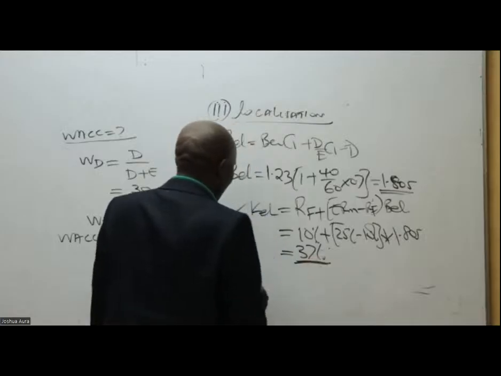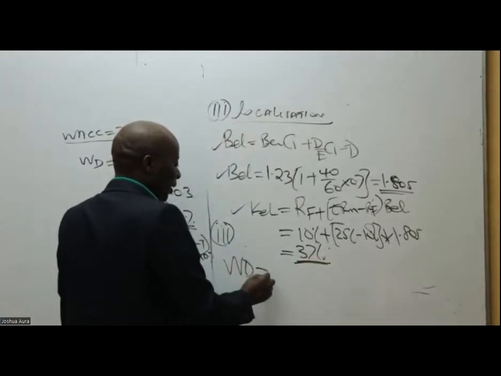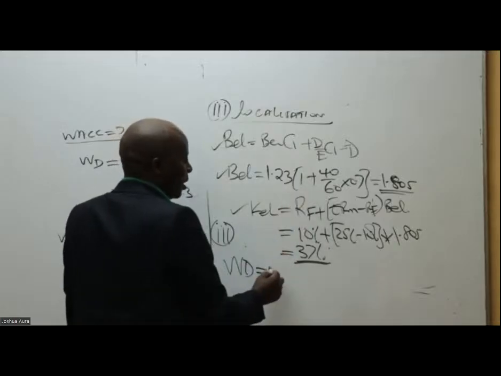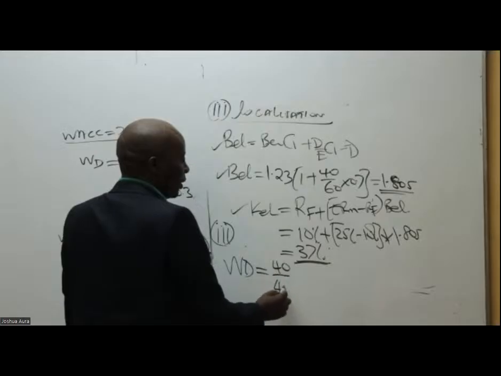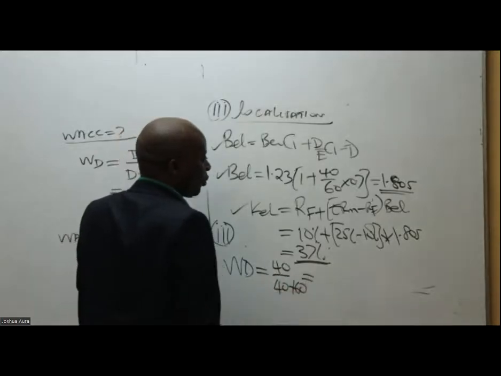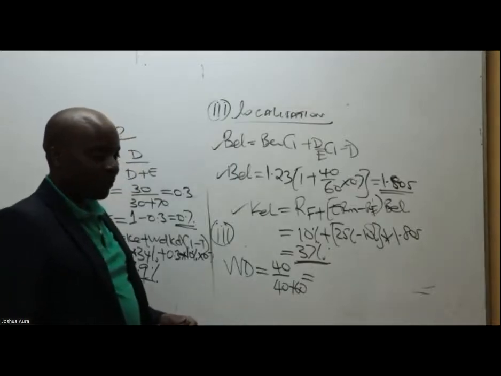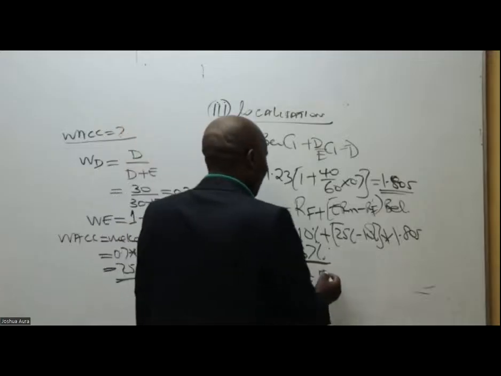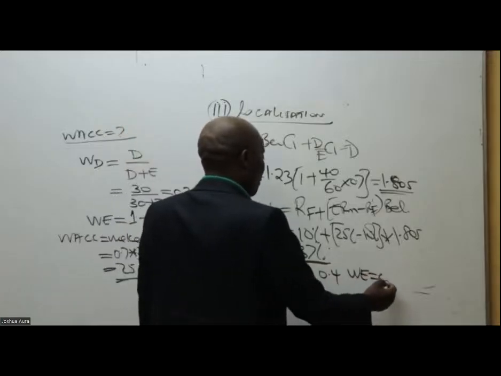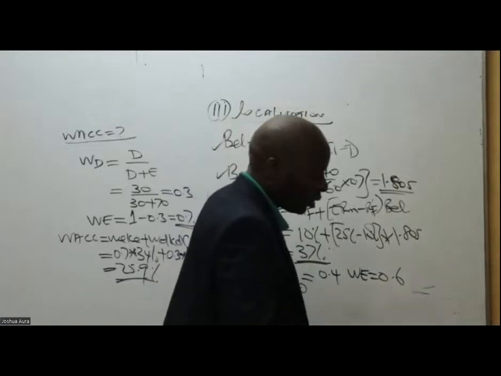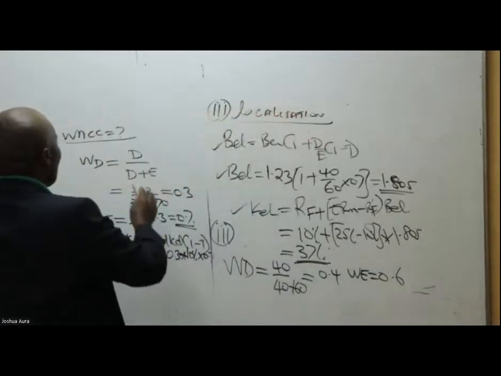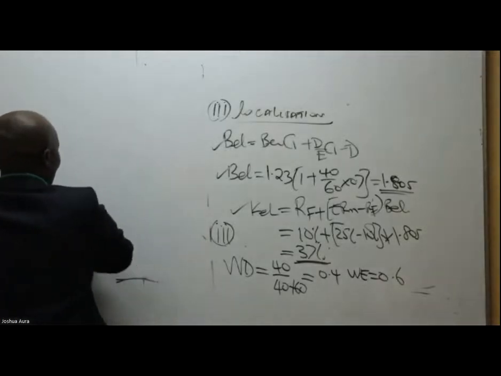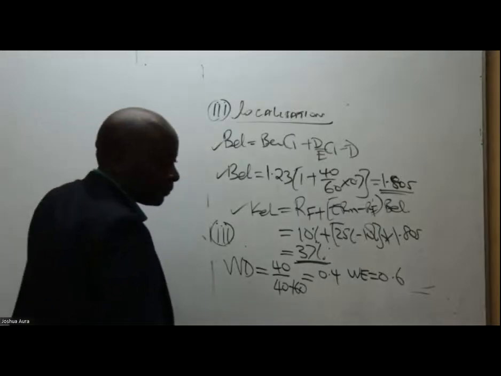And then, ladies and gentlemen, go ahead and give us WD, weight of debt. So weight of debt is 40 over 40 plus 60. The weight of debt is 0.4. Thank you very much. And if debt is 0.4, then weight of equity will be 0.6.